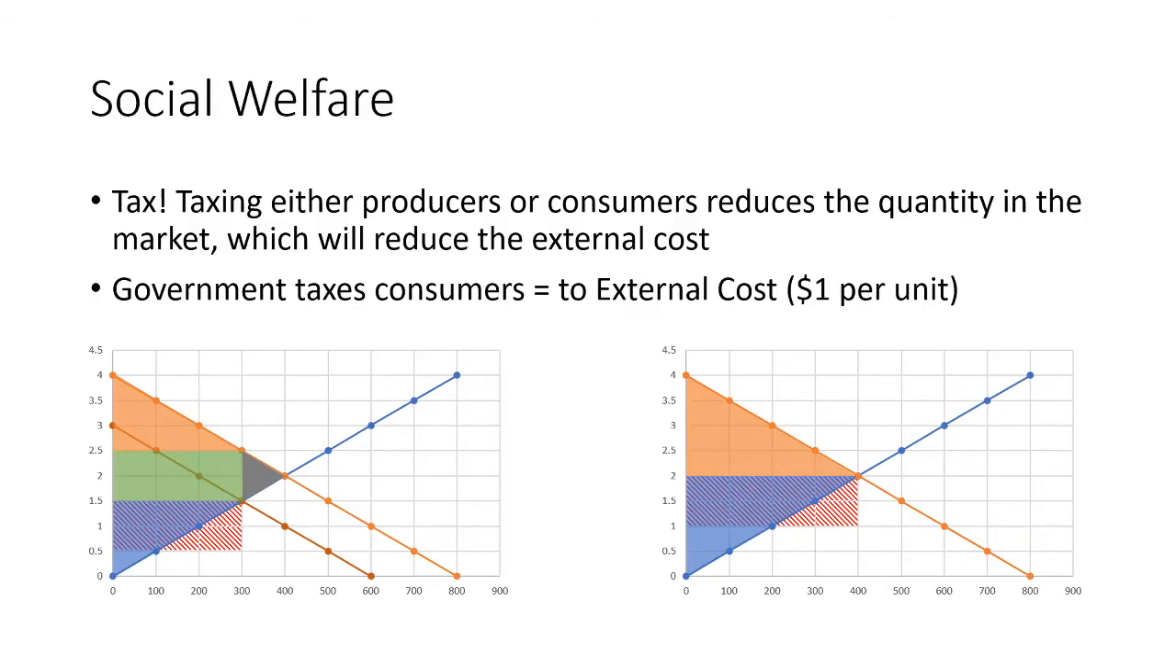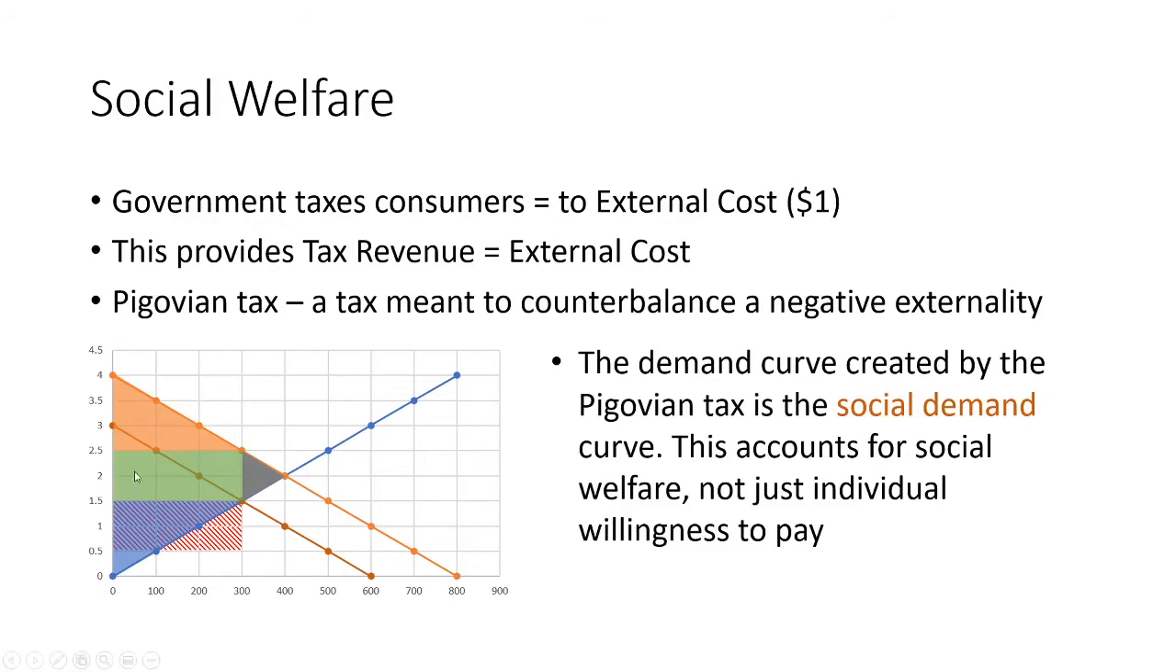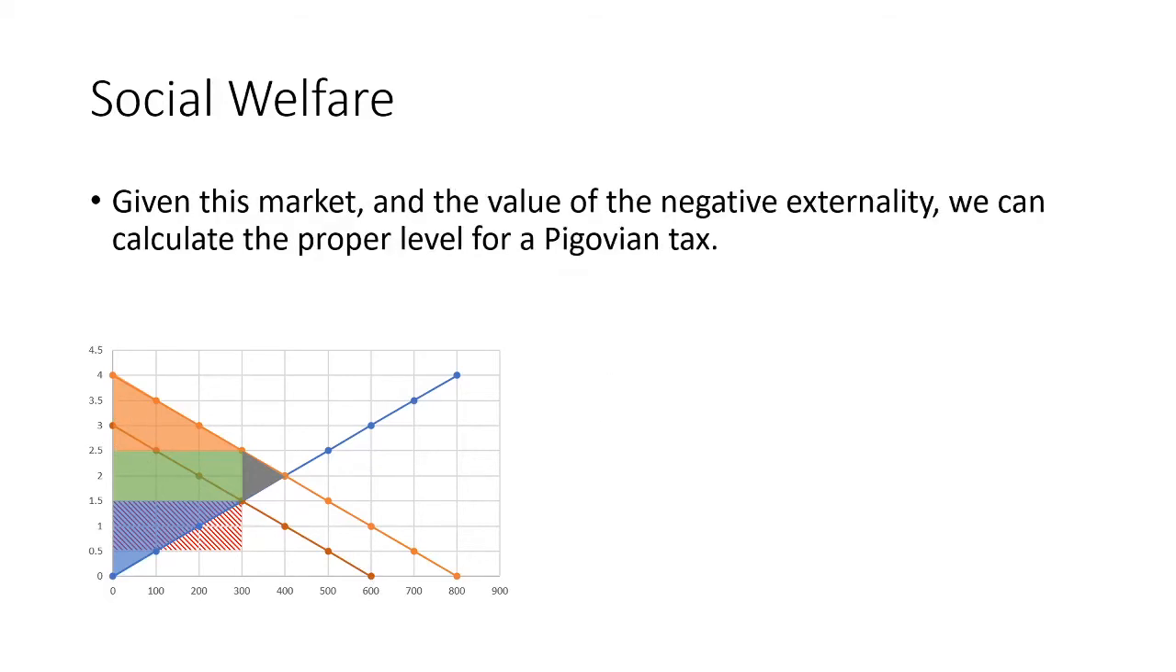So for our example, let's take a look at government placing a $1 per unit tax on consumers. Okay, this will perfectly offset the cost. You can see that here with the green rectangle is equal in size to this red and white striped rectangle. And we're going to go through why that is. So this tax, where our tax revenue is equal to our negative externality, is called a Pigouvian tax. And this movement in our demand curve leads to the social demand curve. Our social demand curve just means it maximizes our social welfare. So given this market for gasoline and the value of our negative externality, we can calculate the proper level for our Pigouvian tax and go through why it is $1 per unit.